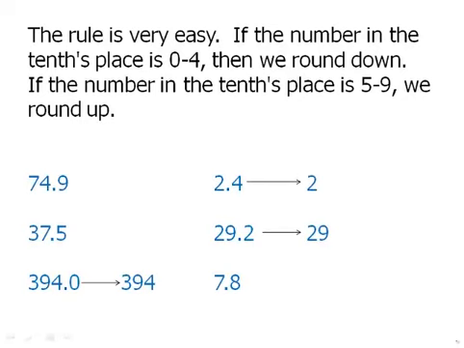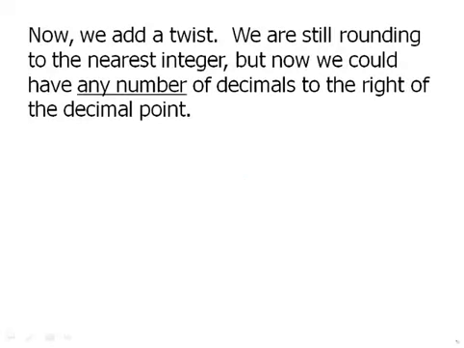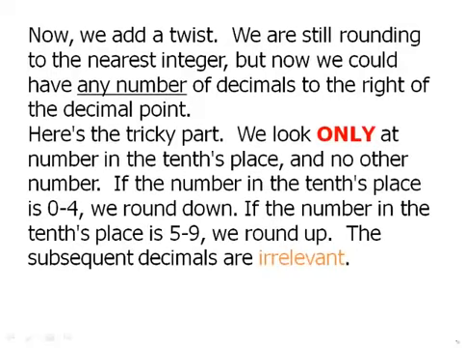Now the other ones are in the 5 through 9 category. They all have digits in the tenths place that are 5 through 9. And of course, those ones get rounded up. So far, so good. Now we add a twist. We are still rounding to the nearest integer, but now we could have any number of decimals to the right of the decimal point. Here's the tricky part.